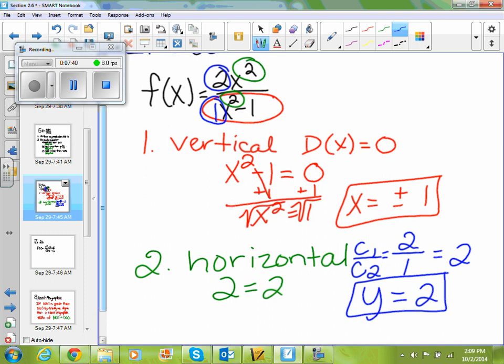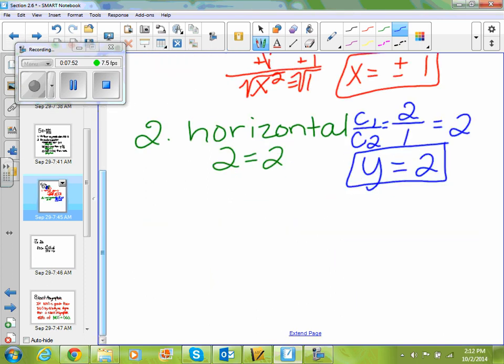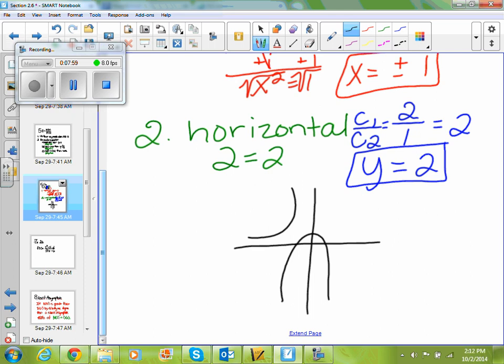And if we want to double check those, then let's plug this function into our graphing calculator and see what we get. Okay, so go ahead and plug it into your graphing calculator and let's see what we get. So let's look at what our graph looked like. So everybody should have gotten a graph that looked like this, where this was the line x equals 1. This was the line x equals negative 1. And this was the line y equals 2.